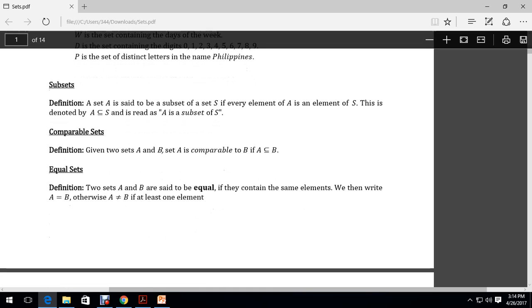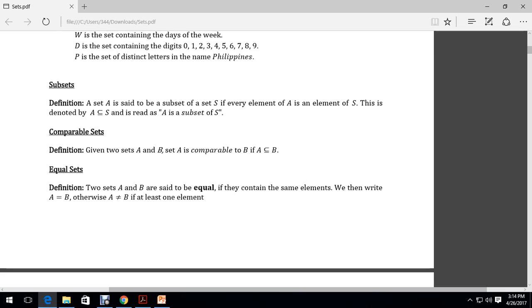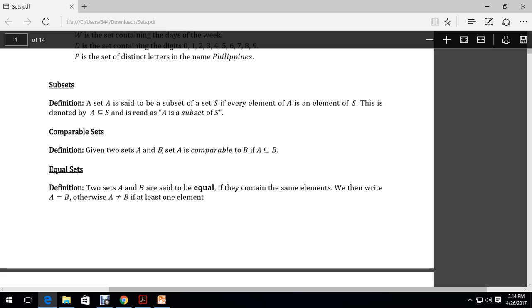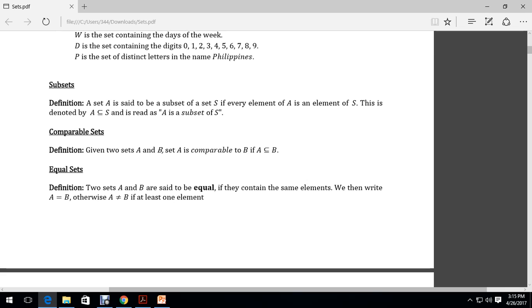Okay, so let's now proceed with what we call subsets. Given a set, set A is said to be a subset of set S if every element of A is also an element of S. This is denoted by this symbol, and this is read as A is a subset of S. Now take note again of the definition: A is a subset of S if every element of A is also an element of S.